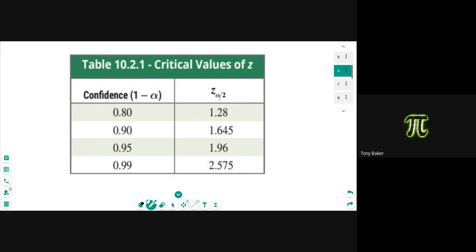80% is not used as often. It's typically 90, 95, or 99%. And a lot of that has to do with what we're looking at and how important what we're looking at is.